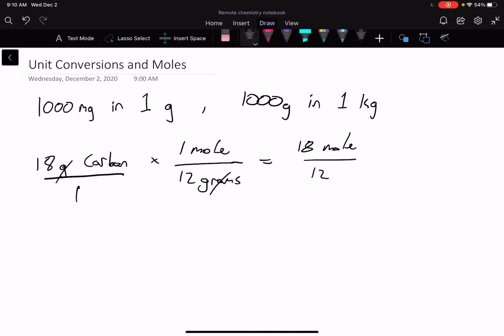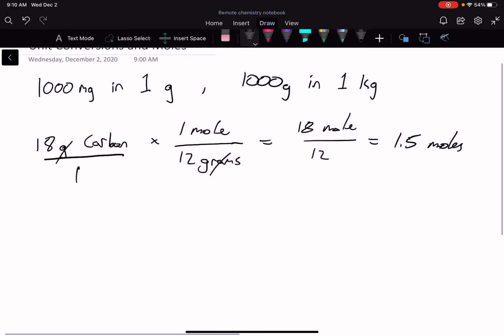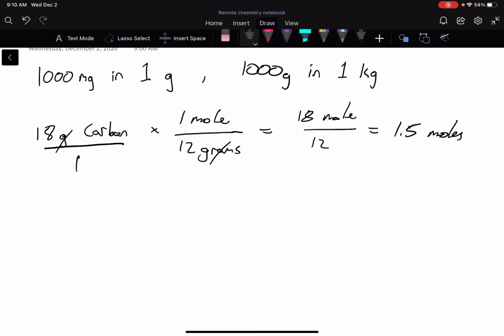So we have 18 moles divided by 12, and that is going to be equal to 1.5 moles. So that's how we do dimensional analysis. We're trying to just cancel out those units so you're left with what you want. Let's do another example. So let's pretend instead of 18 grams, we now have 18 milligrams of carbon, and we want to convert this into moles.